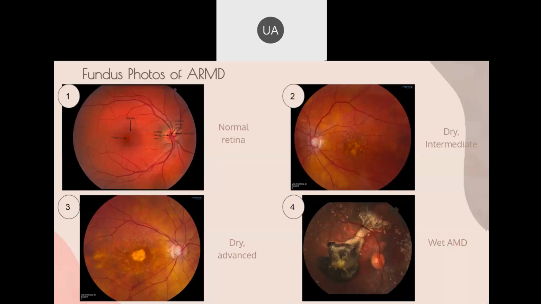Okay, and image 3 shows advanced stage of dry ARMD where we can see the central atrophy of the retinal pigment epithelium and photoreceptors, which we call geographic atrophy. And last image, image number 4 shows wet ARMD where we can see calcified drusen, and then subretinal bleeding and some choroidal neovascular membrane which had turned black from whole blood and fibrosis and dark pigments in the macula. Okay, next.